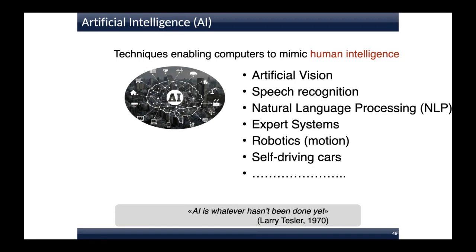It's so difficult to define what artificial intelligence is that in 1970, Larry Tesler said that artificial intelligence is whatever hasn't been done yet. Of course, this is not a mathematical definition, but it renders the idea that there is no limit to the front of advancement of artificial intelligence.